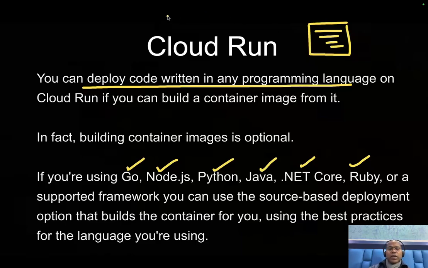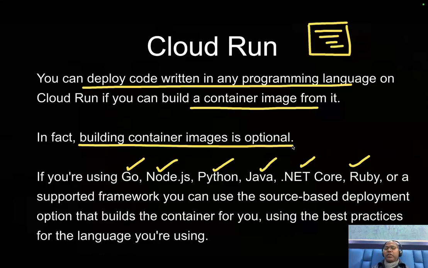Okay, so if you build the container image, you can just write the code and build the container image. Now, with the container image, you just give the path to Google Cloud, and Google Cloud runs your code. So in fact, building a container image is also optional. In Google Cloud, you have the option to develop your applications.